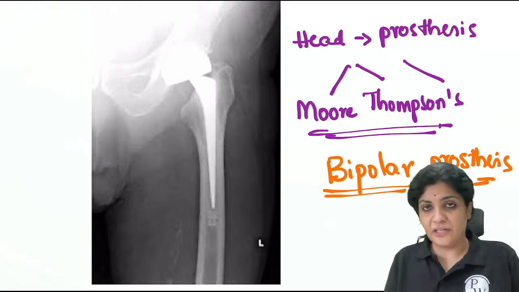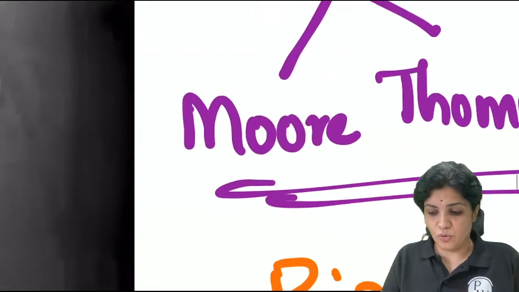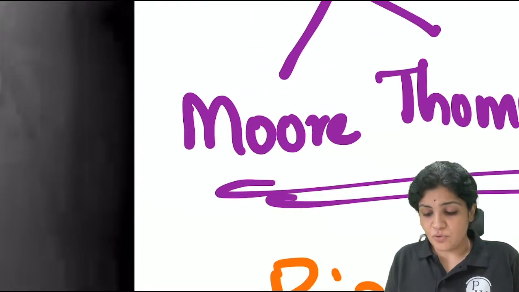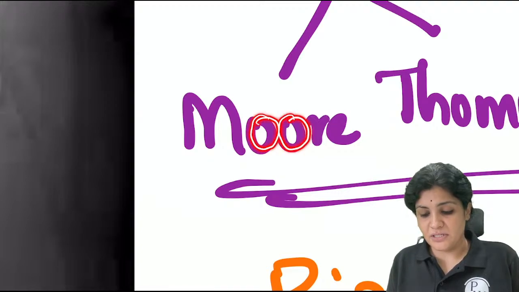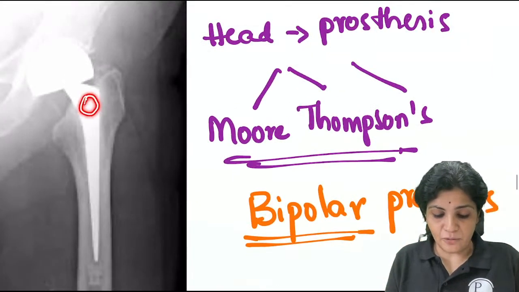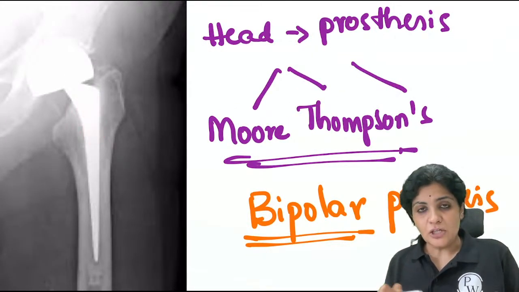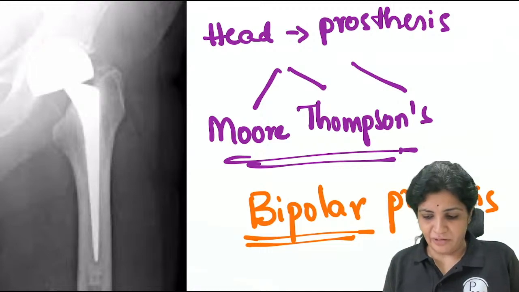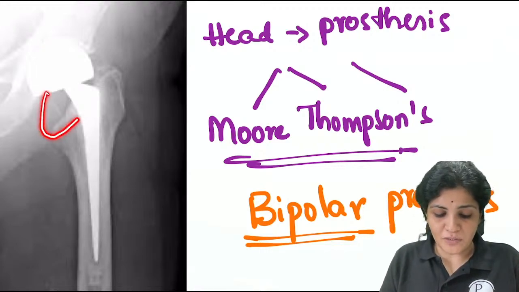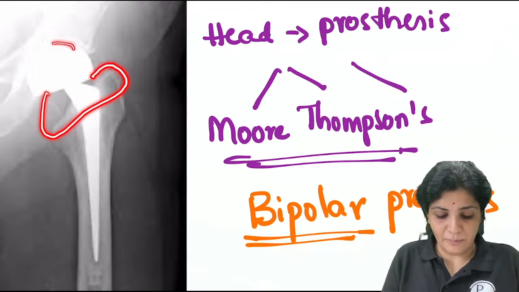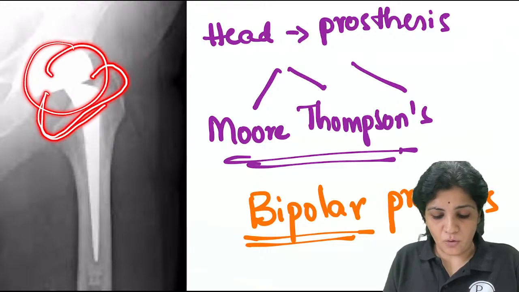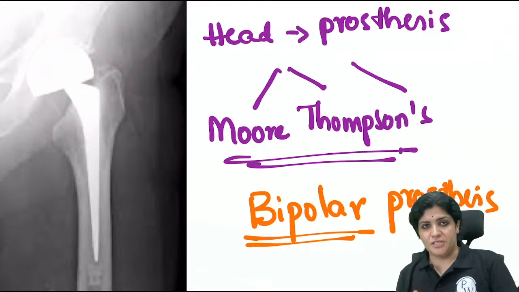Again, for identification of the Moore's prosthesis, remember the two holes, right? You can see there are two holes in the prosthesis. So here similarly, you will have two holes like this. So this is a Moore's prosthesis if you want to identify. If you want to identify Thompson's, you will see there will be a collar like this. There will be a head similarly and there will be a collar on it. So that is called Thompson's prosthesis.